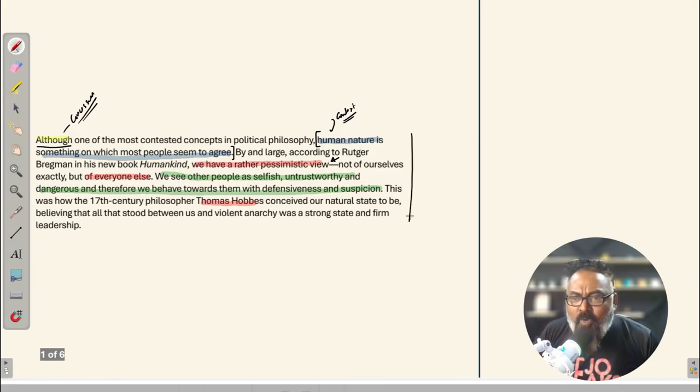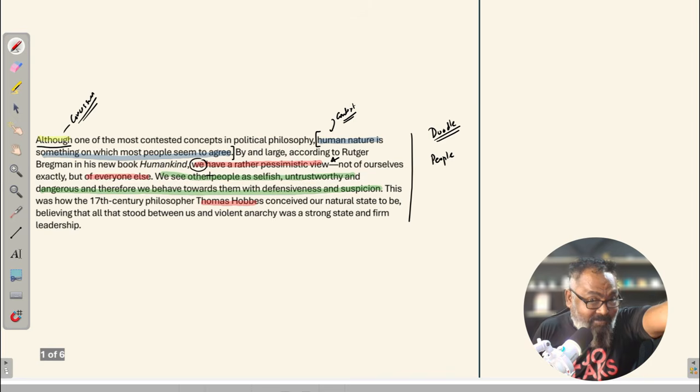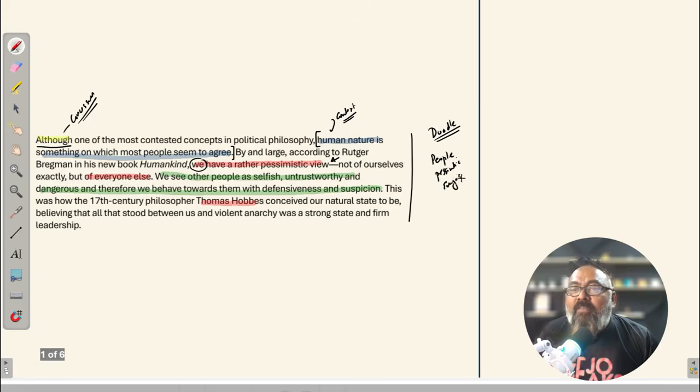If I want to convert this into my doodle, you can keep the doodle in your head or on a piece of paper, right? What is it that people are saying we have? Bregman is not saying he has. Bregman is saying we have. It's like saying human nature, where most people say we have a pessimistic view of everyone else, and this is something that Hobbes agrees with.